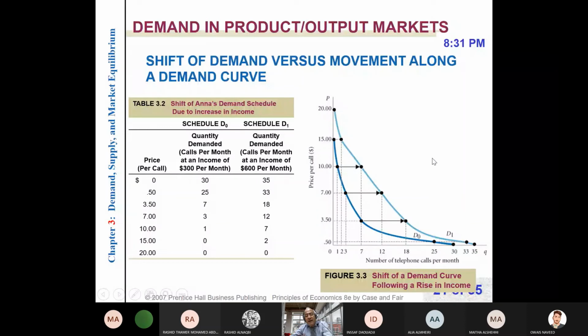We can make another analysis. Assume my salary is now 600. This is my demand curve, the light blue. And again, my salary decreased to 300. So I will say demand will decrease, demand curve will shift to the left. Is it clear till this moment? Do you understand this?